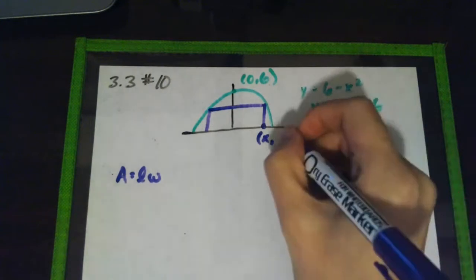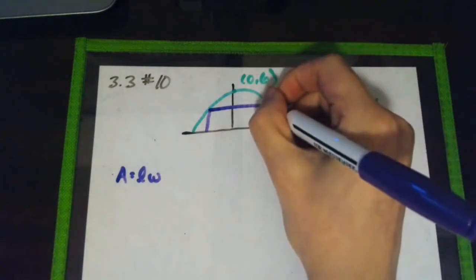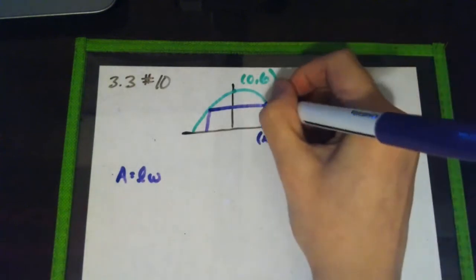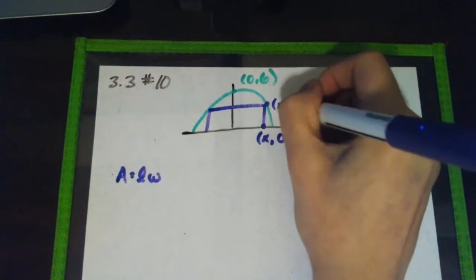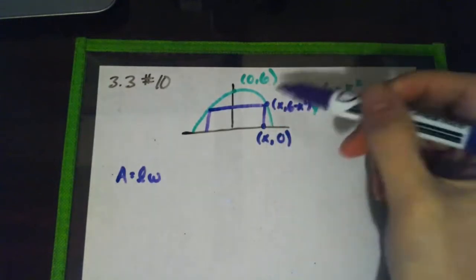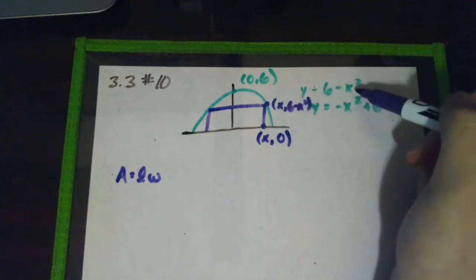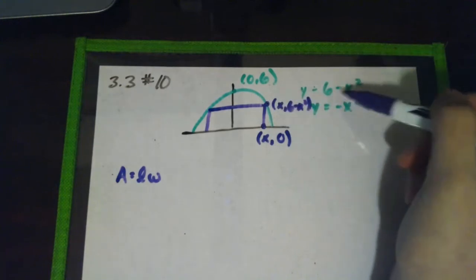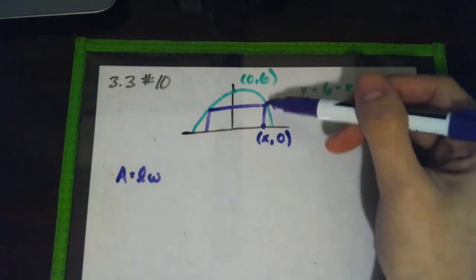Well, I'm still on the x-axis, so the y value is 0. If I go up until I hit the parabola, this point is going to be at (x, 6 minus x squared), because to find the y value of that point, you plug the x value into the formula. So I just plug in x and I get 6 minus x squared. So that gives me that.